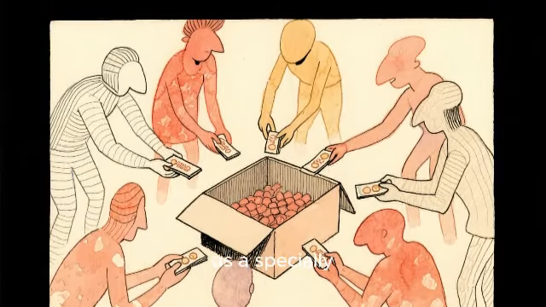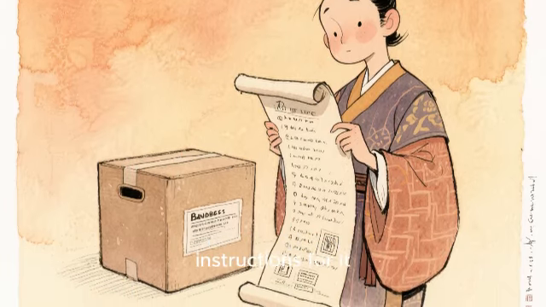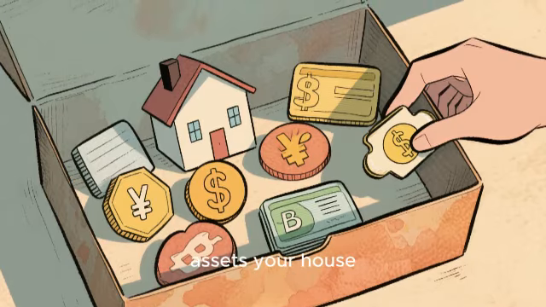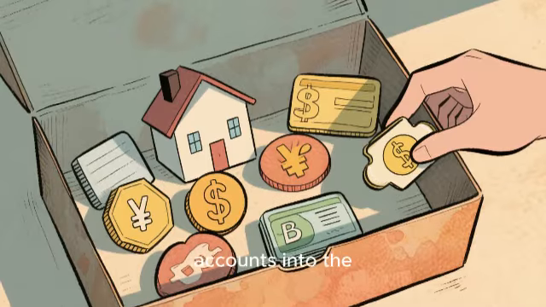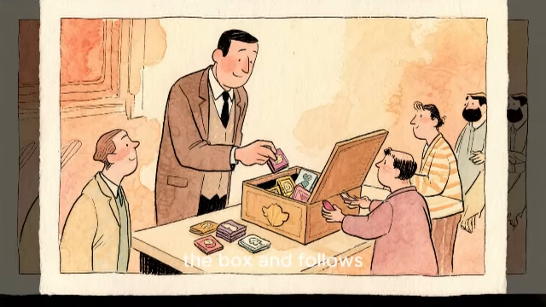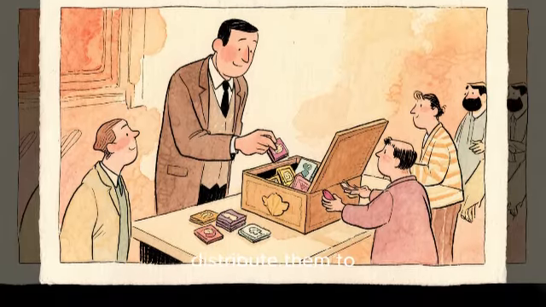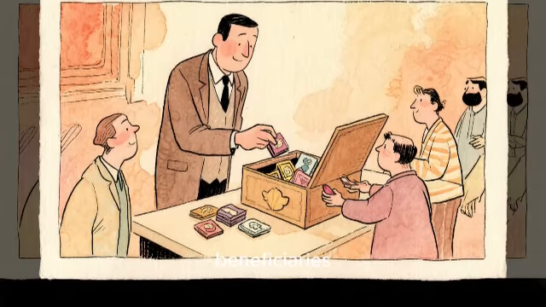Think of it as a specially designed box. You own the box and set the instructions for it. You put your assets, your house, investments, bank accounts into the box. A trusted manager, the trustee, holds the box and follows your instructions to care for the assets and eventually distribute them to your chosen beneficiaries.